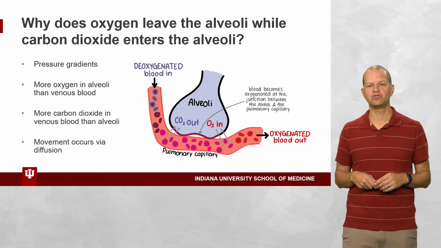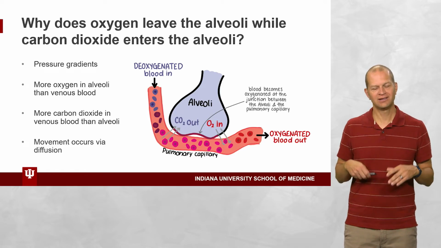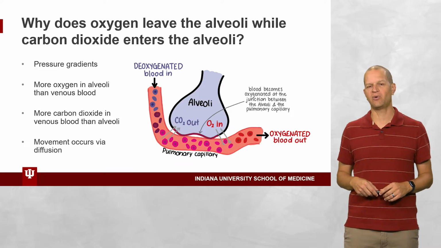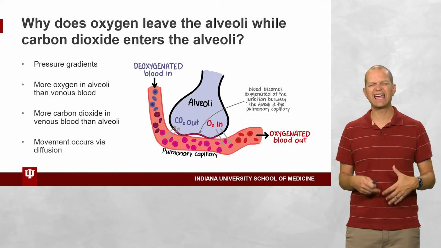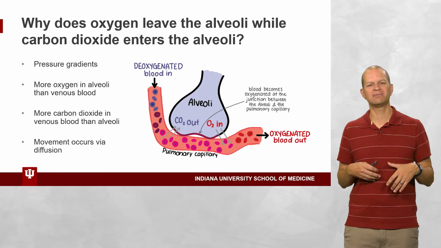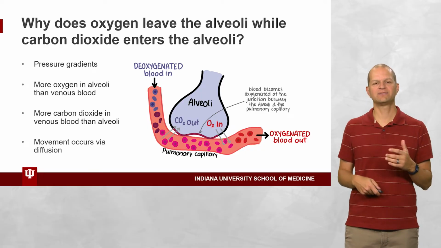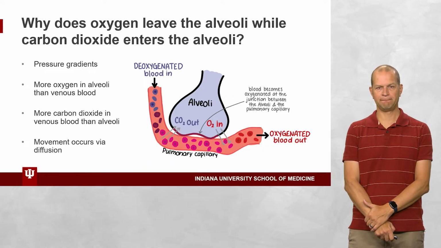Movement occurs via diffusion. This is not active transport. Okay, and that's a good thing because active transport requires energy. So if we had to use a lot of energy to get oxygen into the bloodstream or carbon dioxide out, that would just make life a little bit more difficult.